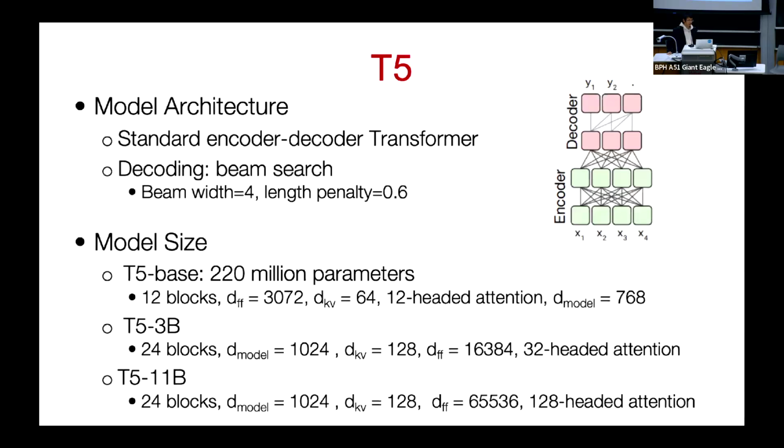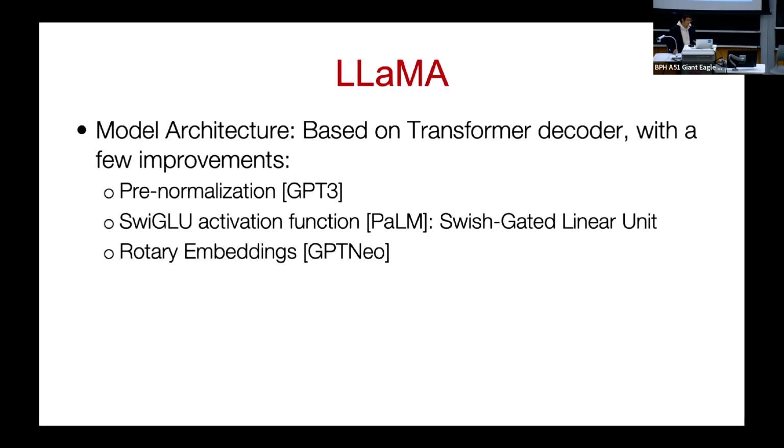But then there are also variants of 3B and 11B, B standing for billion parameters, which are a lot larger and perform better on various tasks. And then another popular large language model that we use today is Llama. I believe it is now already Llama 3.1 or 3.2 at the moment. So it is a decoder only model, and from the original paper, it has mostly 3 improvements.